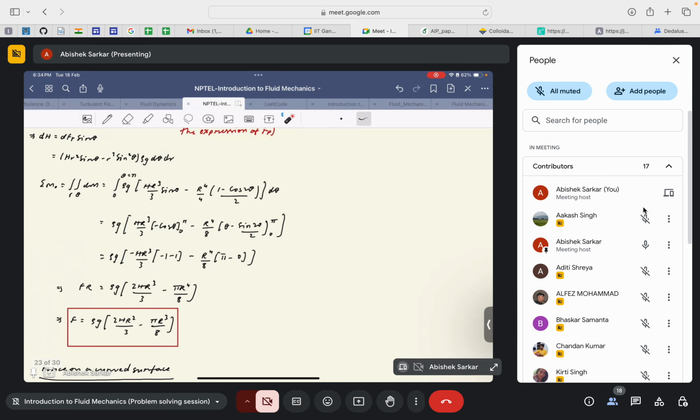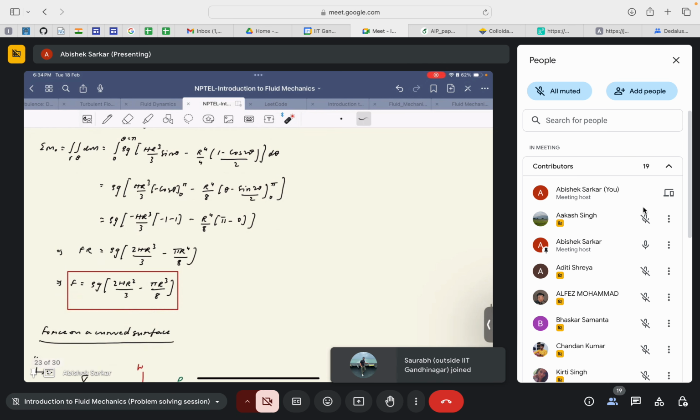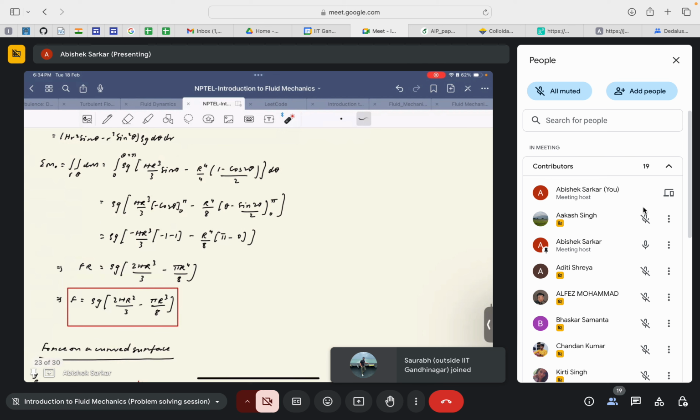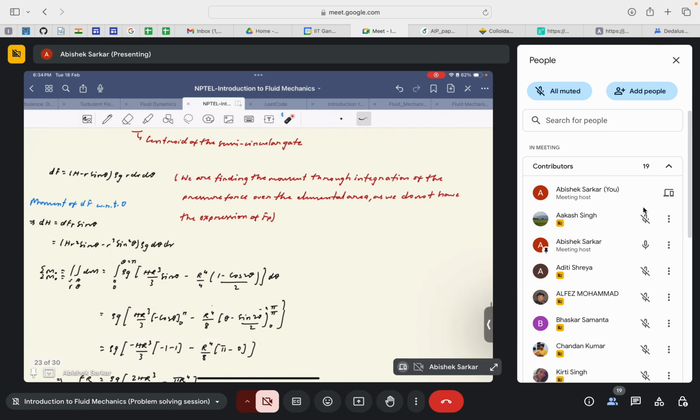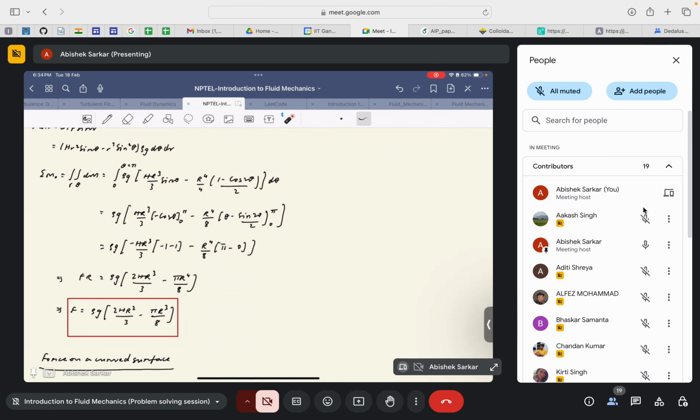So once you put the value of theta in this expression, you will simplify it further, and you will get something like Fr, because the net moment, the summation of moment, is balanced by this force, right? So Fr would be equal to rho g times 2hr cubed by 3 minus pi r to the 4 by 8. Then once you take r in here, you get the final expression for F, which is rho g times hr square by 3 minus pi r cubed by 8. Okay, I hope this is clear.